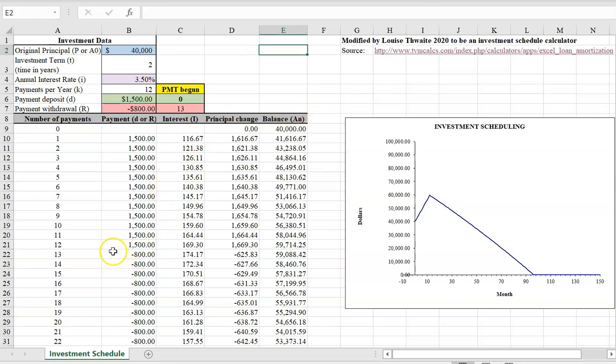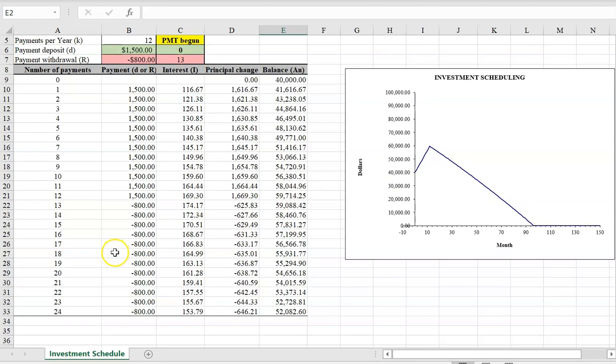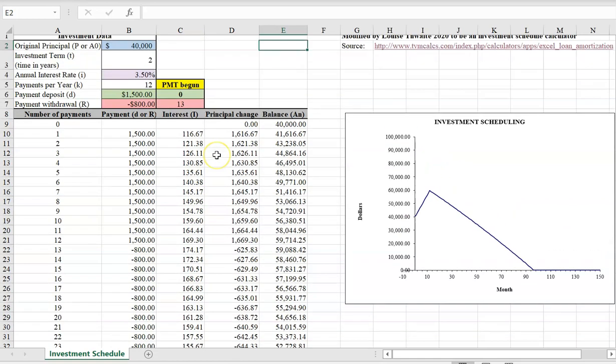Okay, so you can see that over the first 12 months, the balance of the investment gets up to $59,714.25 before we start withdrawing money. And you can see as it progresses over the 2 years, the amount slowly dwindles. Now the graph continues to show you all the way down until it finishes, so it runs out of money.